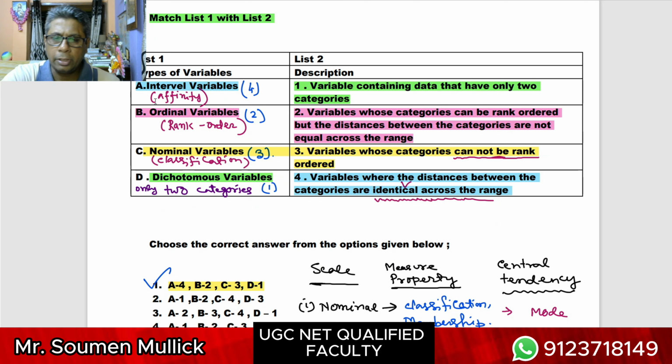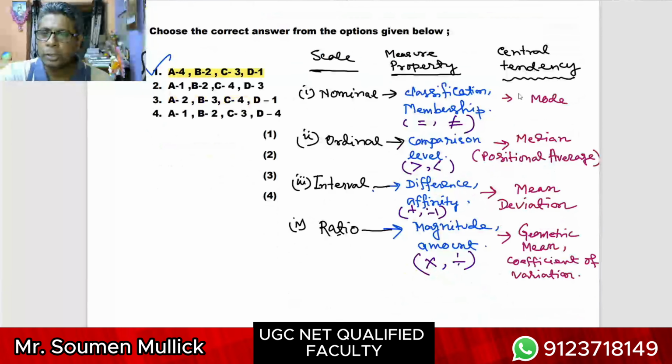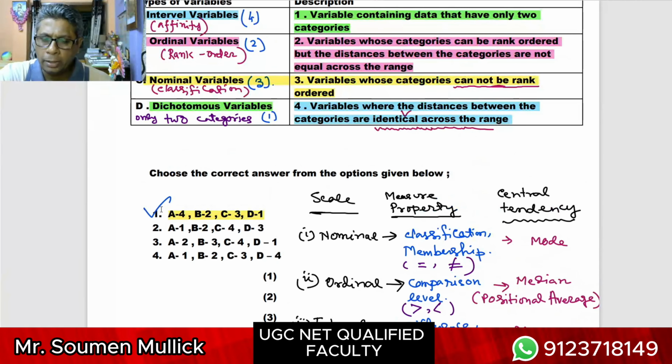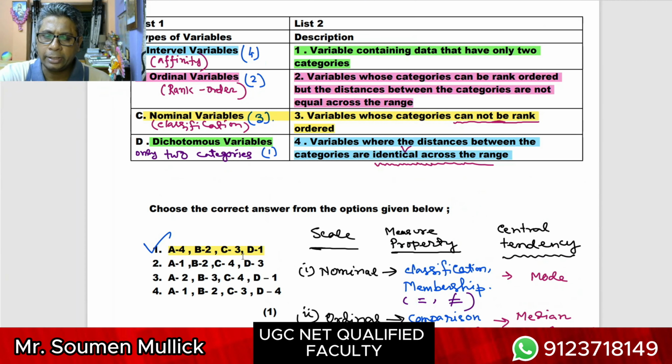Ordinal variables. Ordinal means a rank order. So variables whose categories can be rank ordered, but the distance between the categories is not equal across the range. C, nominal variable. Nominal is the classification. Option C, variable whose categories cannot be rank ordered, is correct. And dichotomous. Dichotomous means only 2 categories: the variables containing data that have only 2 categories. So my dear student, option number 1 is the correct: A4, B2, C3 and D1.